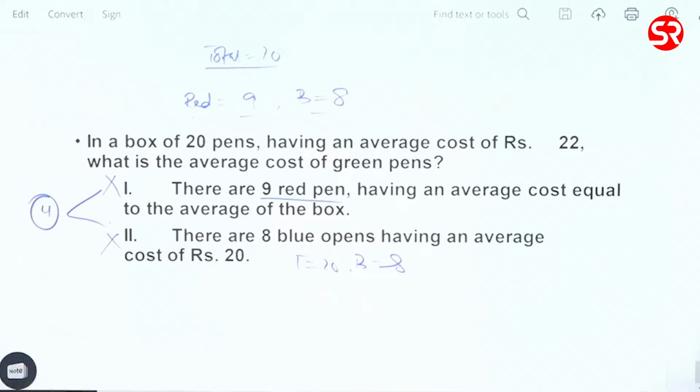We don't have to assume at all. Rule number 3, written: do not assume anything in data sufficiency, and in general life also. It kills, it hurts and doesn't do anything for your life.